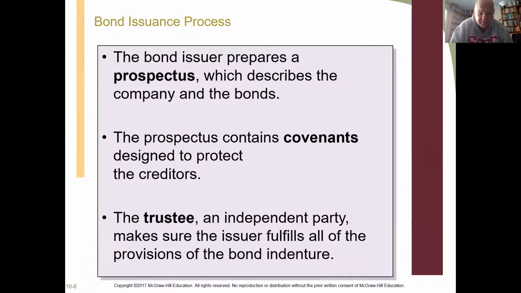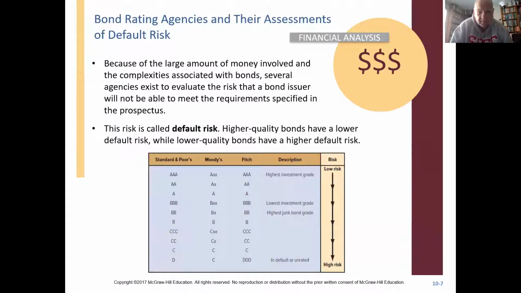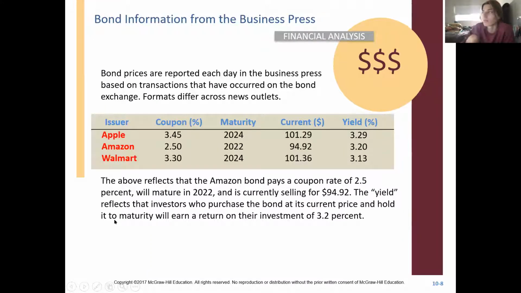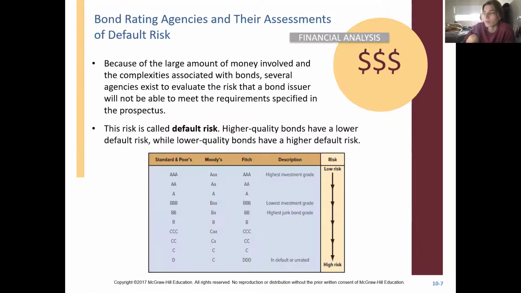The prospectus and covenant, we're not going to worry about that. And just remember that bonds have risk, right? And this chapter does not talk about risk at all. So today, if Coca-Cola borrows money, they might pay 2%. Another company might pay 20%. But the reason they're paying 20% is that they're very, very risky.